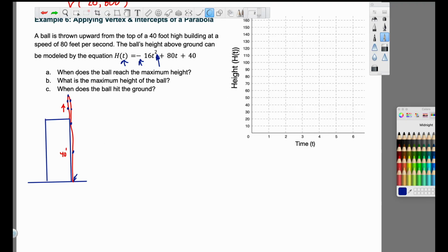So let's see if we can figure out what the vertex is. The vertex is where we know our max or min is going to be. For the x component, we know how to find it by using negative b over 2a. So our b value is 80.